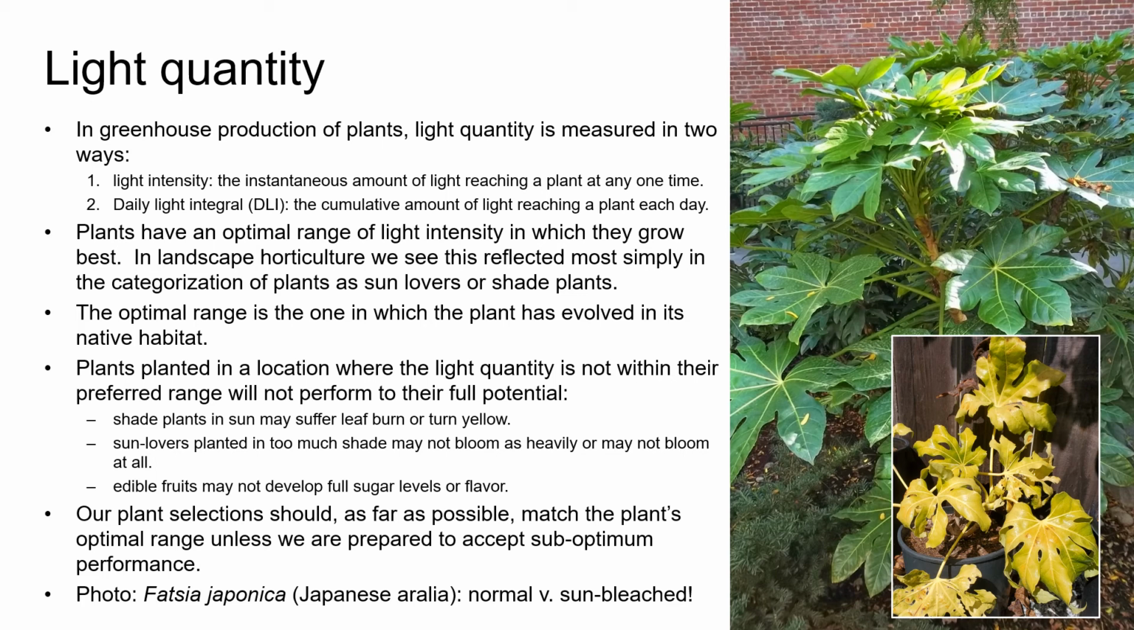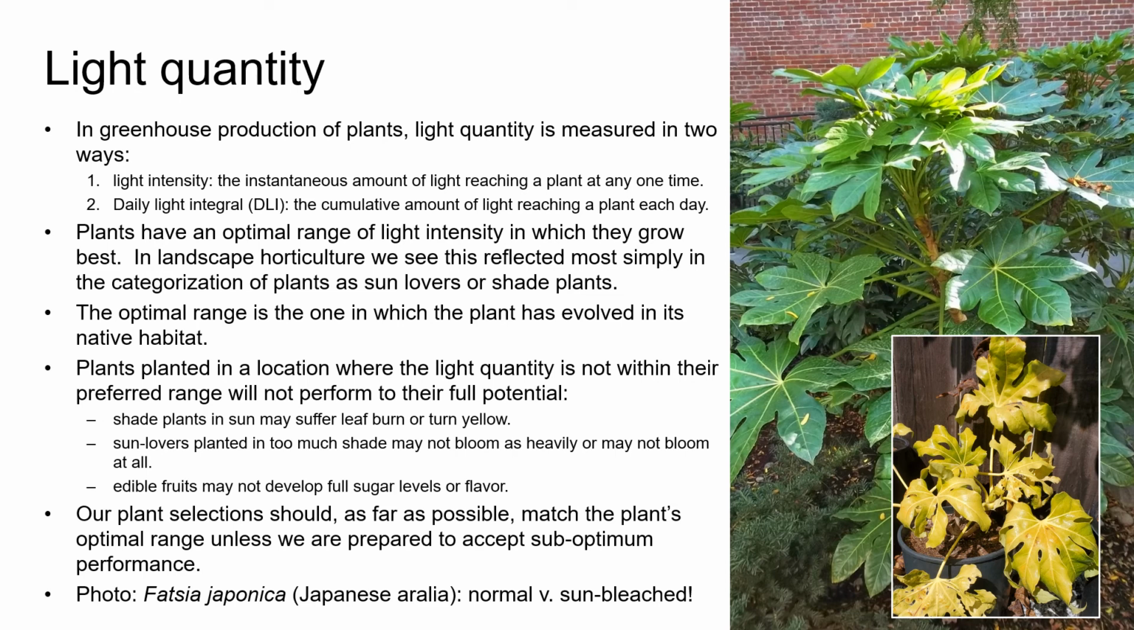If we plant plants in a location where the light quantity isn't within their preferred range, then aspects of plant growth are going to be adversely affected, and ultimately the plant may even die. Shade-loving plants that are planted in too much sun may suffer leaf burn or turn yellow. Sun-loving plants planted in too much shade may not flower.